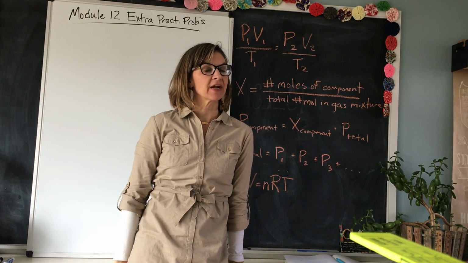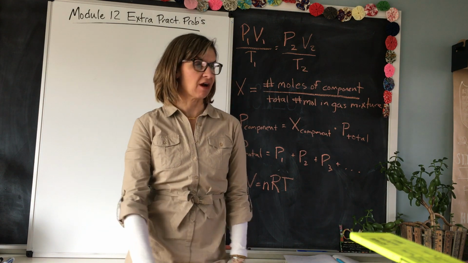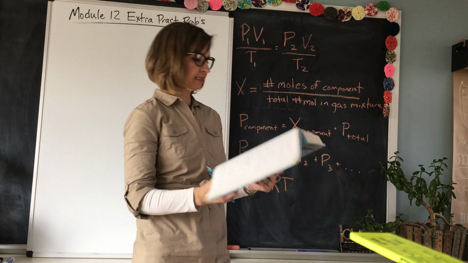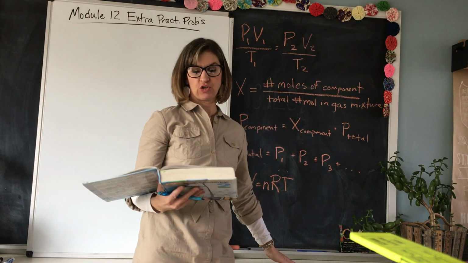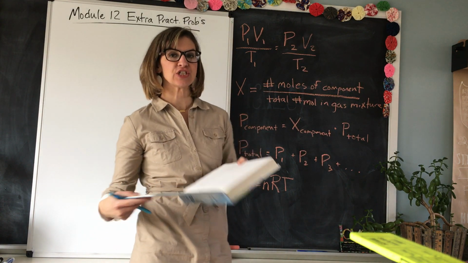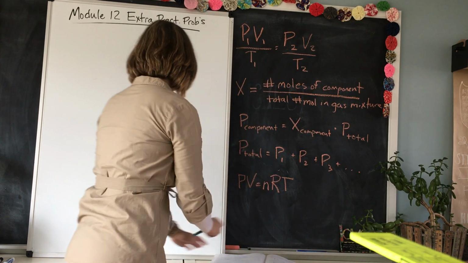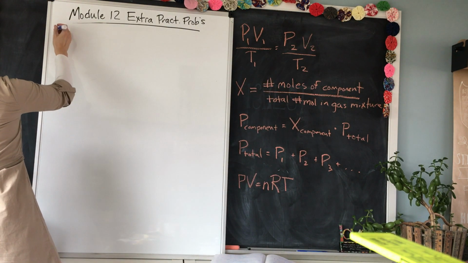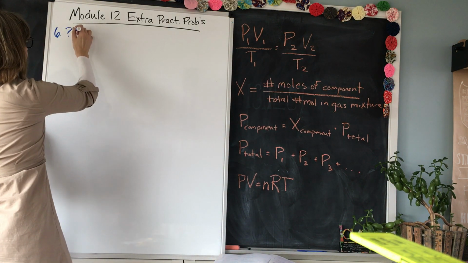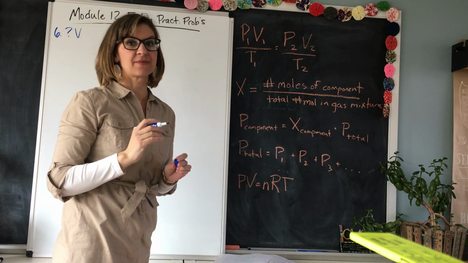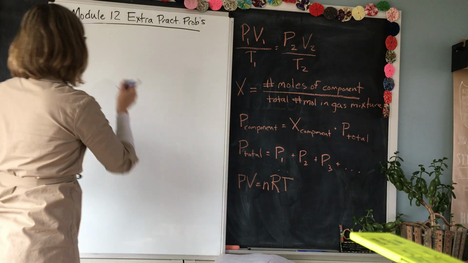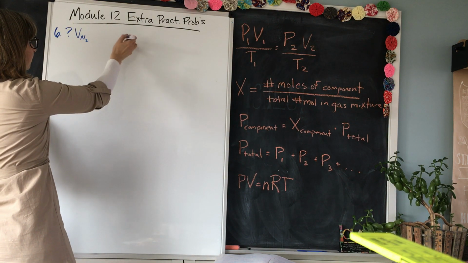So we are doing extra practice problems from the back of the book, and we are up to Module 12, number 6. It says, what is the volume of 12.1 grams of nitrogen gas at STP, standard temperature and pressure? So, number 6, we are looking for the volume of nitrogen gas. Now don't forget that nitrogen is one of those homonuclear diatomics, so it's always N2.